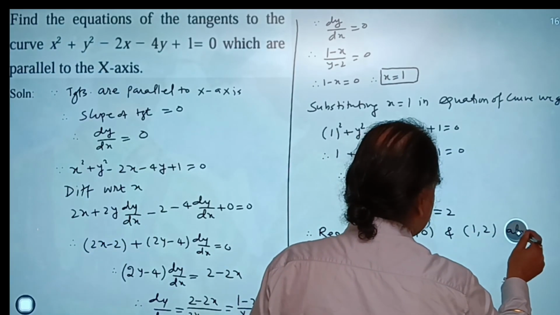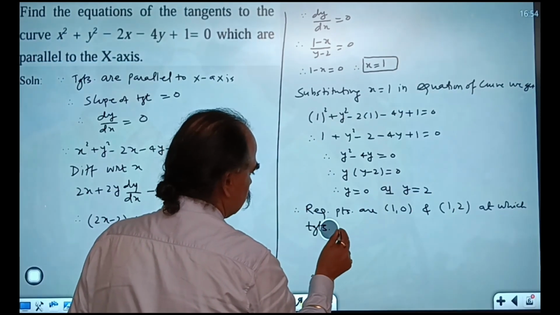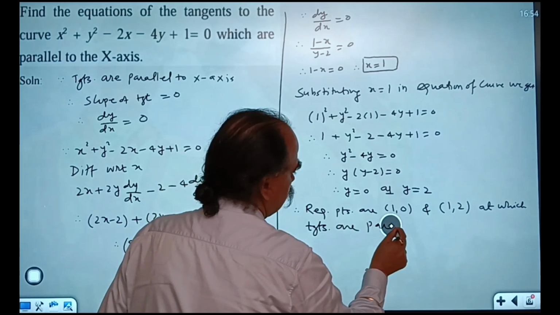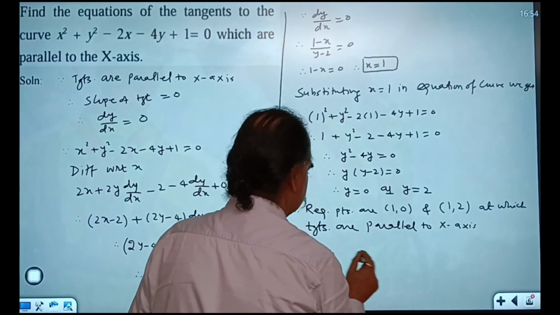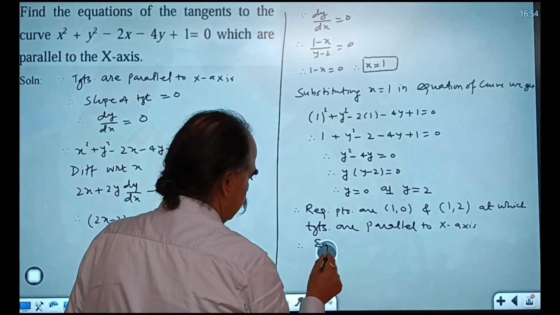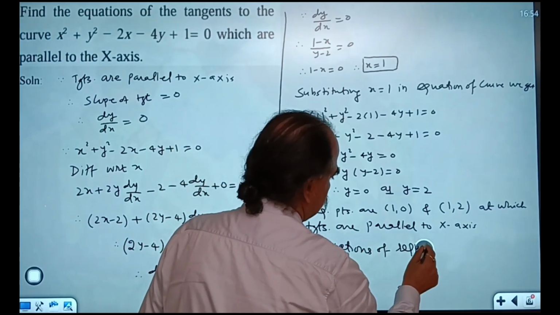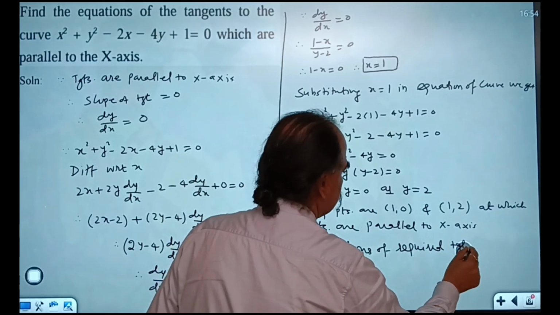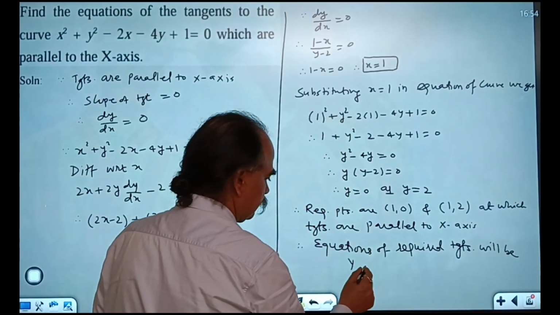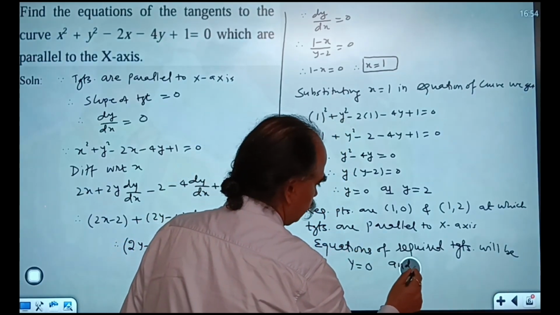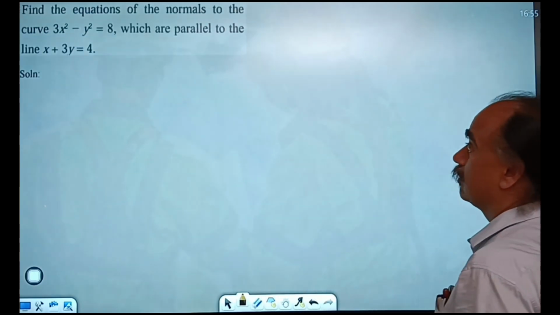At which tangents are parallel to x-axis. Therefore, equations of required tangents will be y is equal to 0 and y is equal to 2.